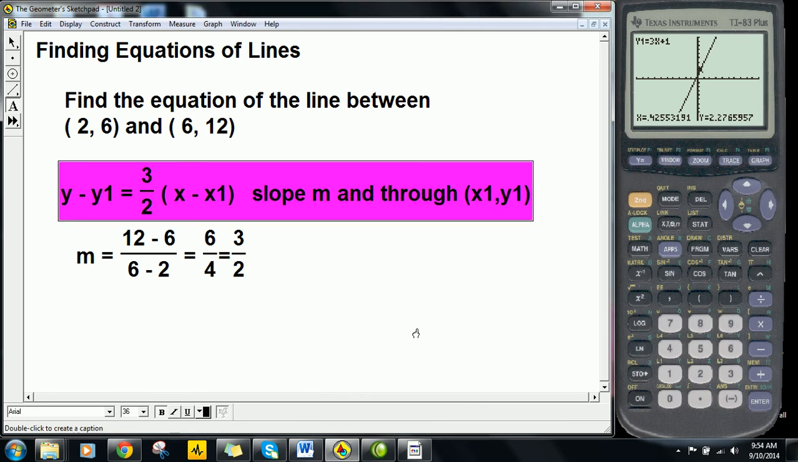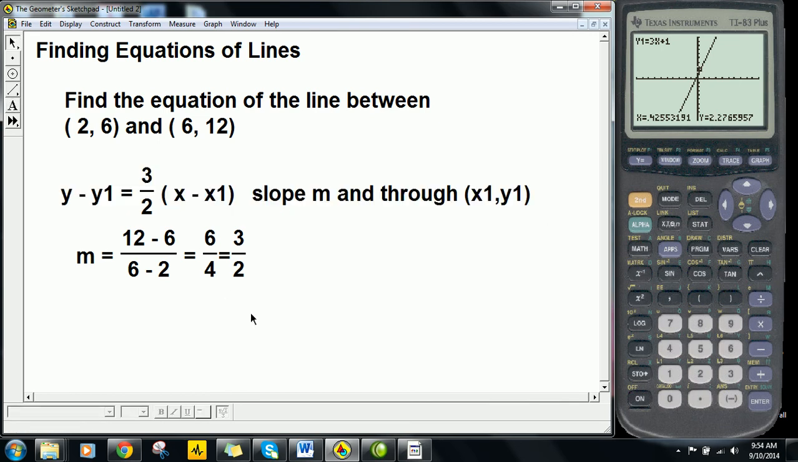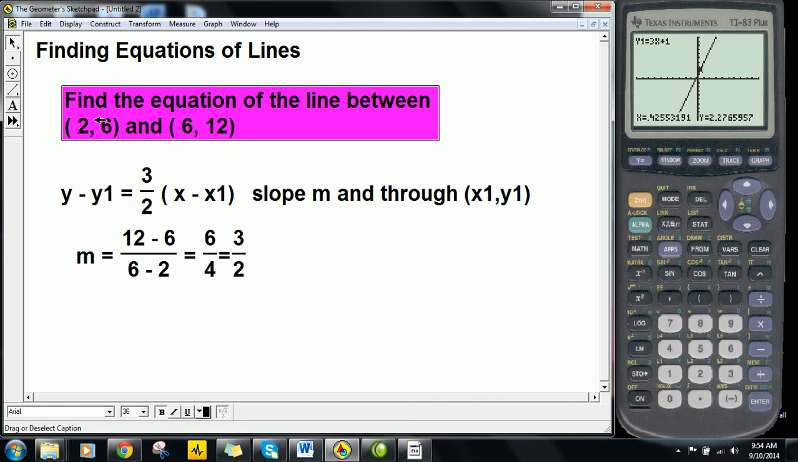Now, I also know two points through which this line travels, so I just pick one of them. I'll pick (2, 6). It doesn't matter which one, the line goes through both. So I'll take the x value of the point, 2, and put that in for x1. Then I'll take the corresponding y value and put it in for y1. It's the coordinates x1, y1 of one of the points the line goes through.